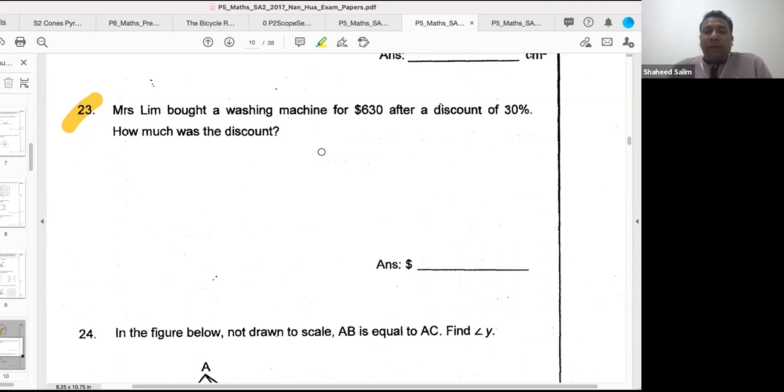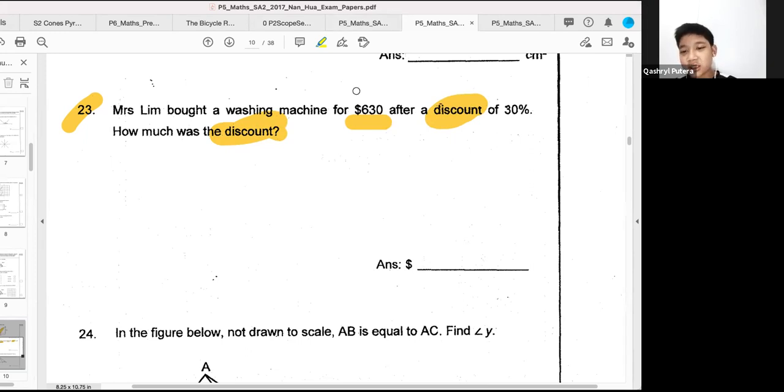Okay, they ask you for the discount. Now, discount means the amount you don't need to pay. He paid 630, so the amount he doesn't need to pay can't be 700 plus. But you still need to pay GST, right? They didn't talk about GST here, so we assume there's no GST.